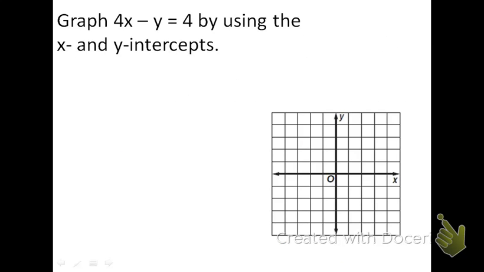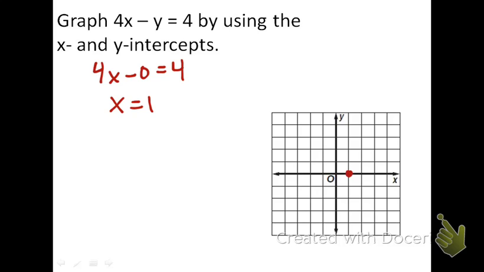So how do I graph a line using intercepts? Let's graph this line. We have 4x minus y equals 4, and we want to graph the line using the intercepts. The x-intercept is where y is 0. So if y is 0, we have 4x minus 0 equals 4, or just 4x equals 4. Divide both sides by 4, and we get x equals 1. That means our x-intercept is 1.